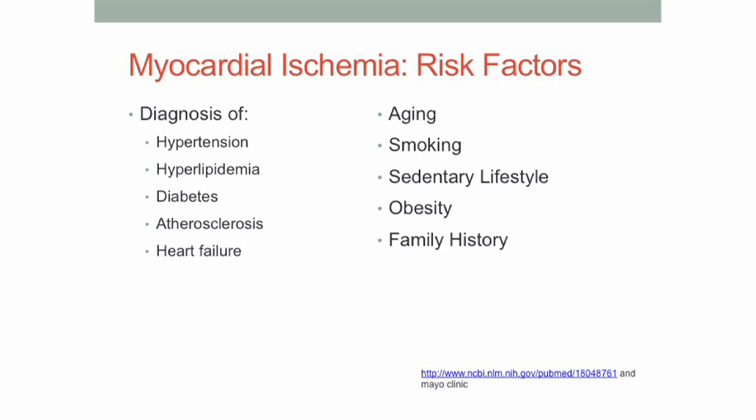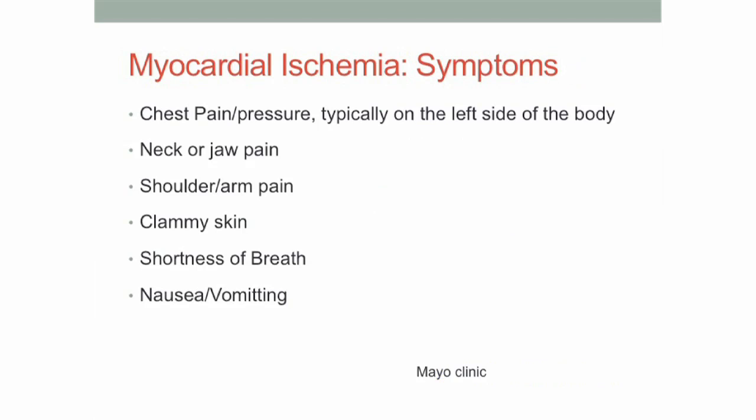Hyperlipidemia, which contributes to the buildup of plaque in the arteries. Diabetes, atherosclerosis, and heart failure. Some other diagnoses are aging, smoking, sedentary lifestyle, obesity, and family history. Some symptoms are chest pain, pressure, typically on the left side of the body, neck or jaw pain, shoulder or arm pain, clammy skin, shortness of breath, nausea, or vomiting.